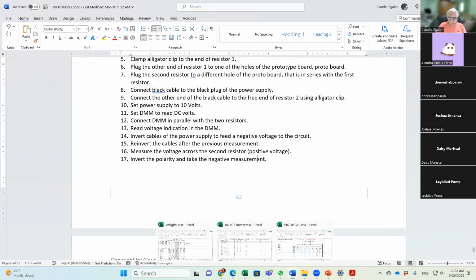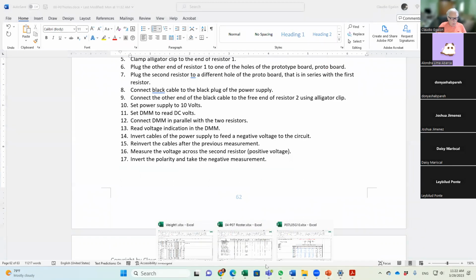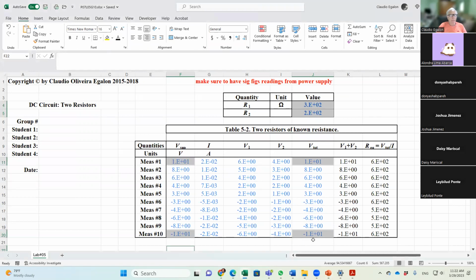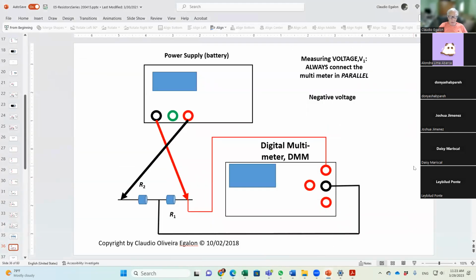Like that. What does it look like? No, I'm gonna show you the other one. Here you go. Now what are you doing? We are measuring voltage 1, which is the positive, and voltage 2, which is the negative, in parallel with resistor number 1. Okay. That's where those measurements come from.